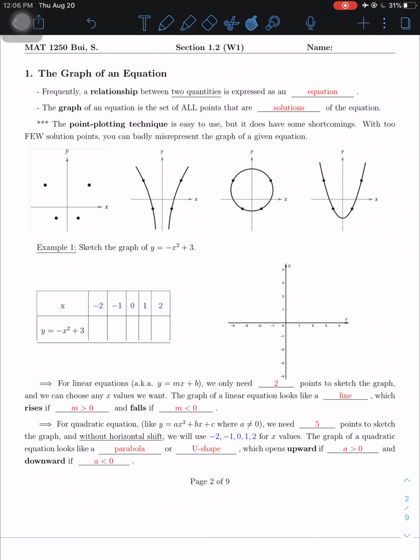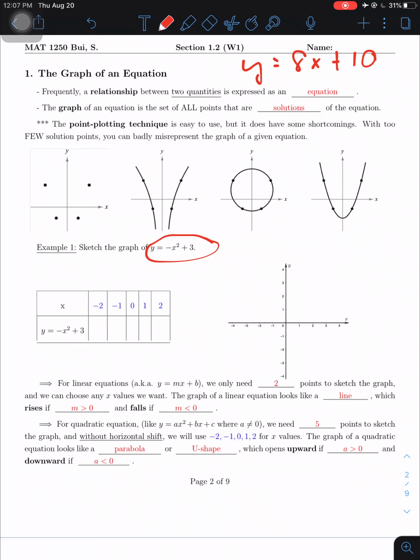So frequently a relationship between two quantities, x and y, or in a real-life problem, depending on the problem, is expressed as an equation. In the last example, we have the equation y equals ax plus 10 or something like that. In the book, you will see more equations like this, or just an equation that has x and y. And the tip here is that we call it an equation because it has the equal sign, so equal and then equation.